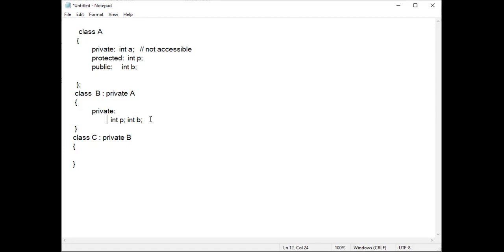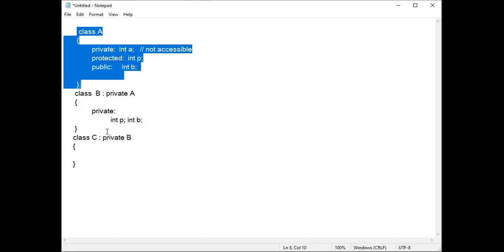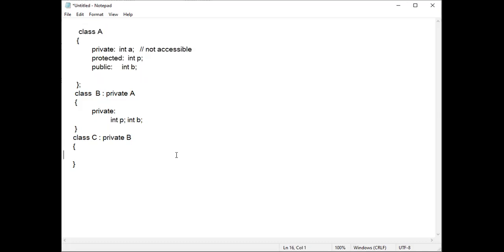Can I carry this data to class C? Because the original class of these two data is class A, right? Can I carry it to class C? The answer is no. Why? Because even though we have inherited these two data from class A to class B, when it has come to class B, the status has changed. Status means in class A, P belongs to protected and B belongs to public. But when it has come to class B, both statuses change into the private section.